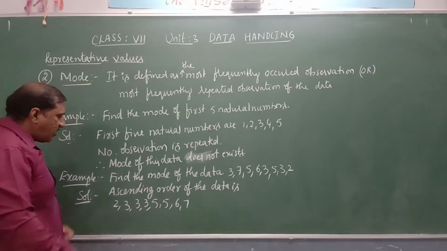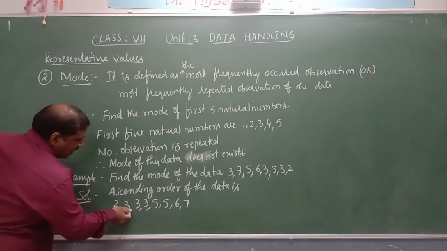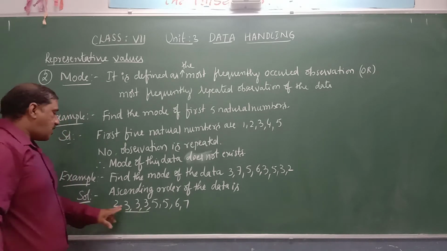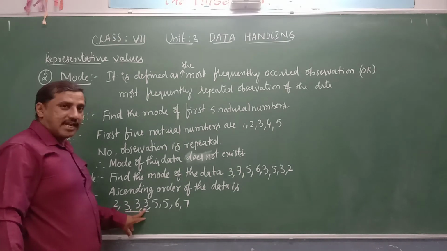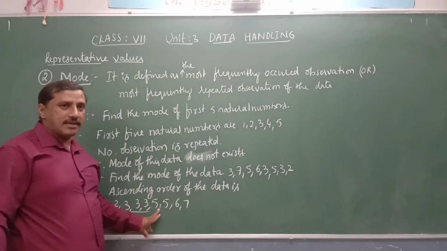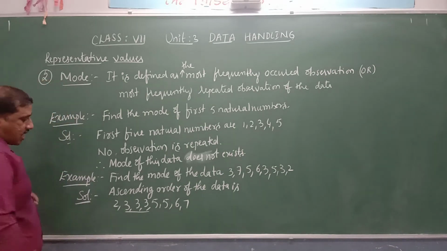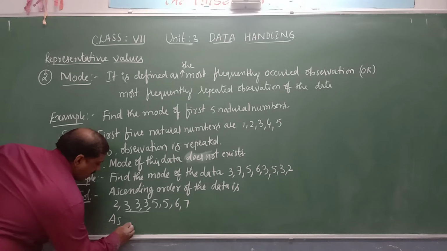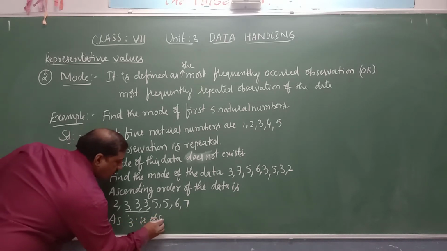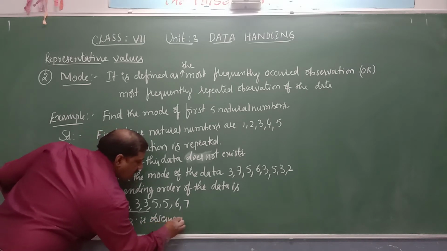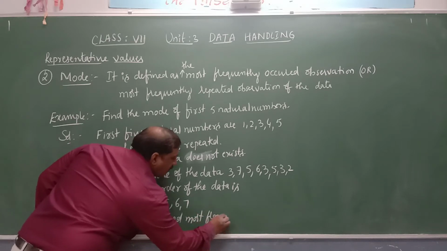Now we observe which observation is repeated the most number of times. Here 3 is repeated 3 times, whereas 5 is only 2 times. 6, 7 and 2 are only 1 time. Therefore, which is the mode? As 3 is observed the most number of times, most frequently, the mode is 3.